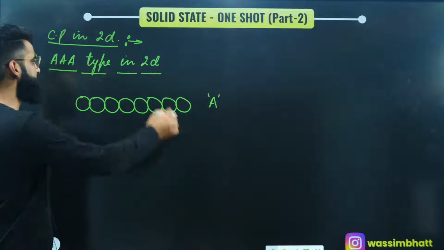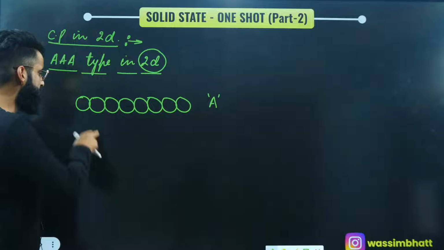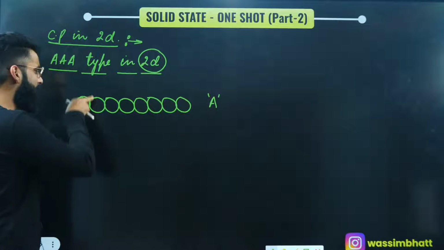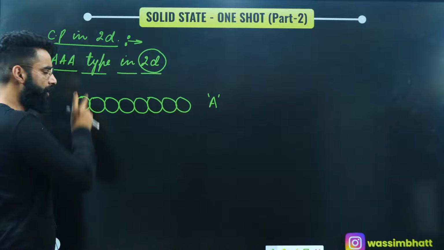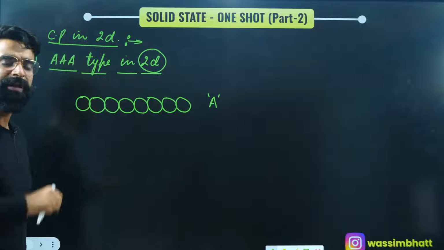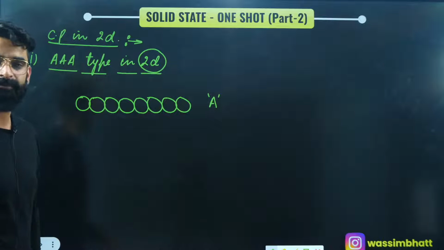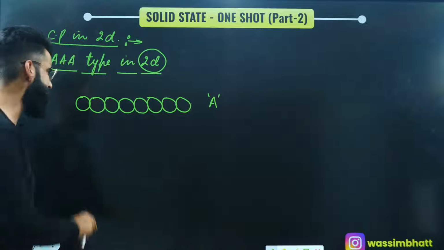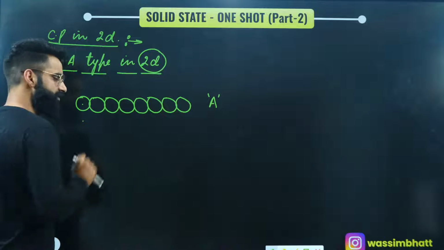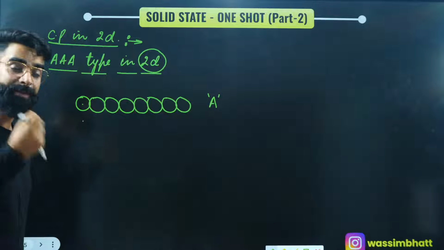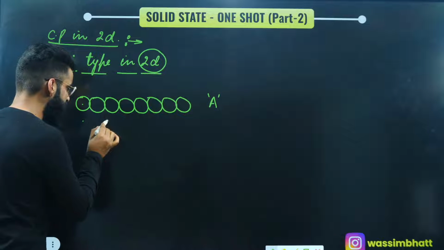Now people, since I need to do the close packing in 2 dimensions, I need to fix one more row just below it or just above it. Now people, I've got two options to fix the second row of particles. Either I'll keep the second row particles exactly below the first row particles, or I'll keep the second row particles in the depressions caused by the first row particles.